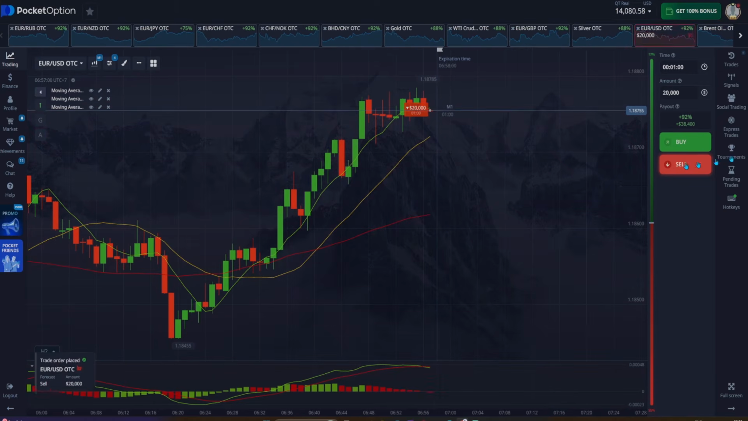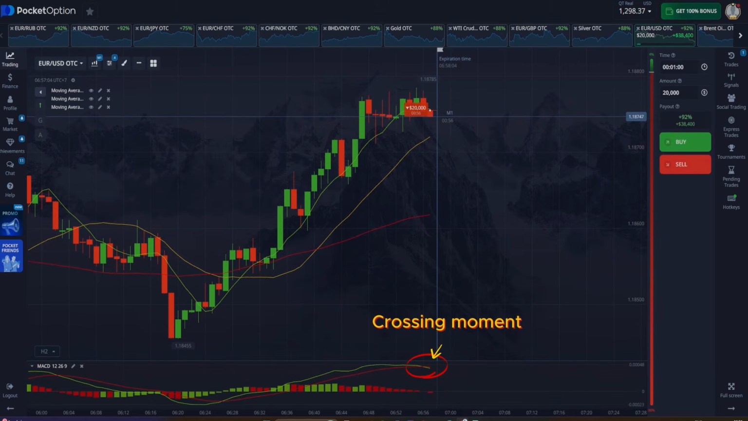Alright traders, I'm opening a sell position. The reason is that on the MACD indicator, we just had a bearish crossover. The main line has cut below the signal line, and this is a clear sign that bearish momentum is forming, and sellers are taking control of the market.